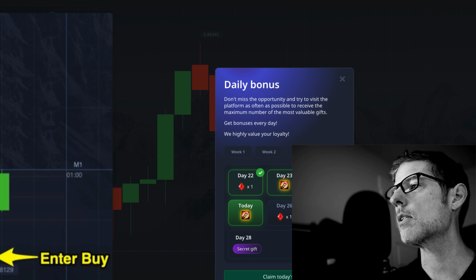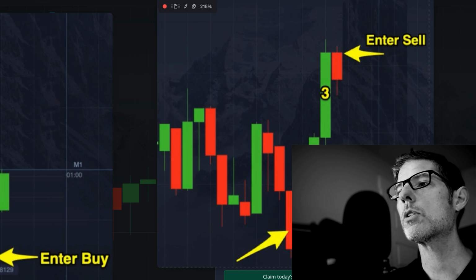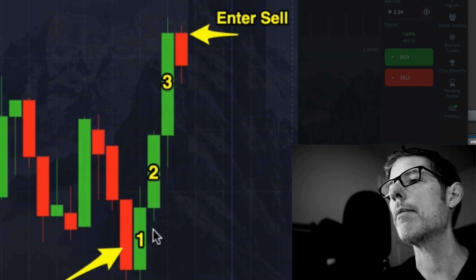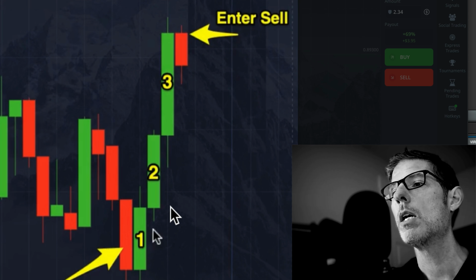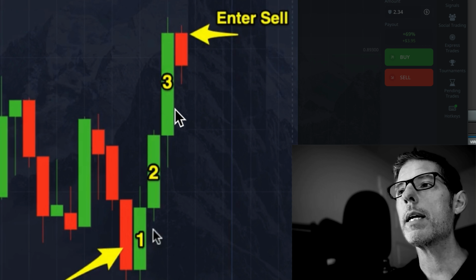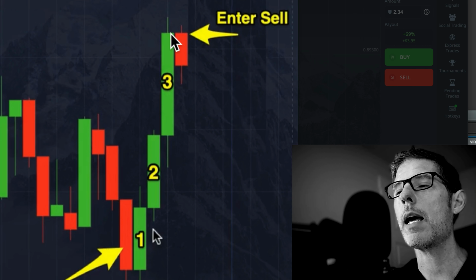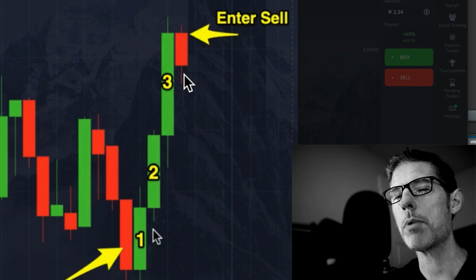Let me give you another example. So here it's going in the opposite direction. Instead of 3 red candles, we have 3 green candles. So we have 1, 2, 3, and of course, right when that third candle closes, if we can enter a sell at that point, we can catch a reverse and make some profits.